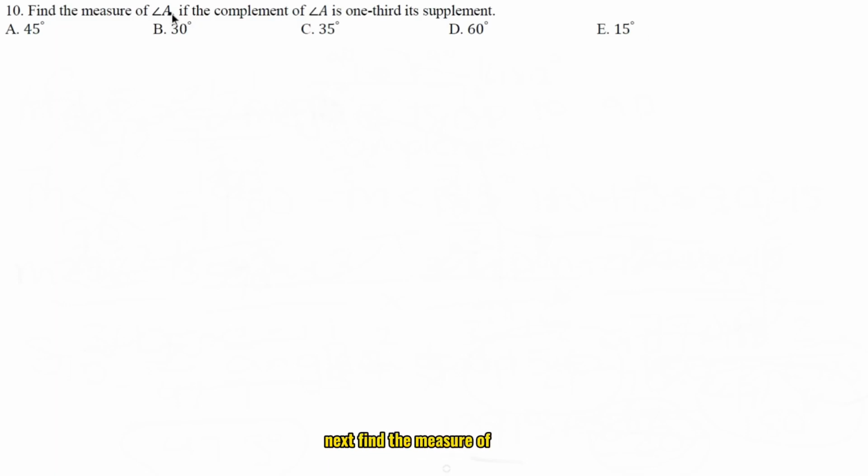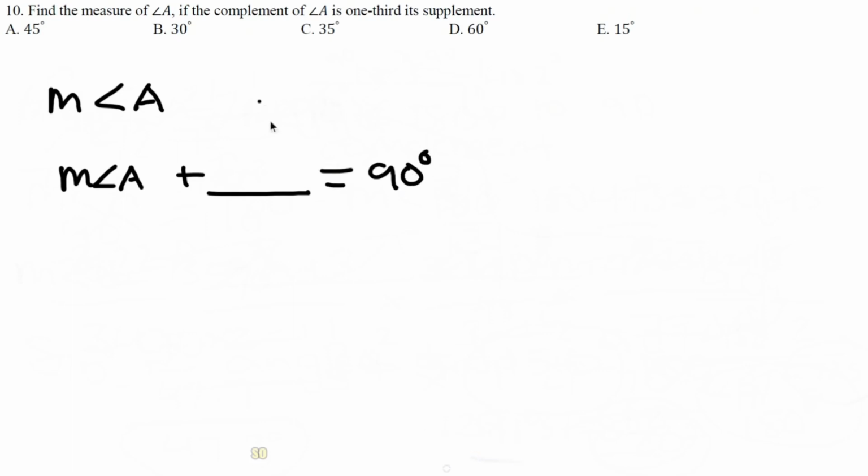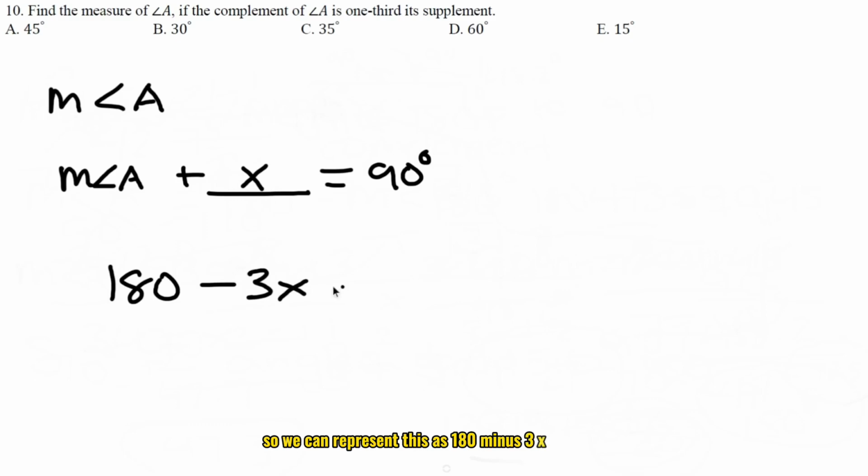Next, find the measure of angle A if the complement of angle A is 1/3 its supplement. Alright, so we're looking for the measure of angle A. The complement of angle A means the measure of angle A plus blank, which is the complement, equals 90. The complement, which we can represent as x, is 1/3 its supplement. When it says 1/3 its supplement, it's talking about this x value right here. So we can represent this as 180 minus 3x equals x, because that's what we're solving for, and x is 1/3 of 3x.